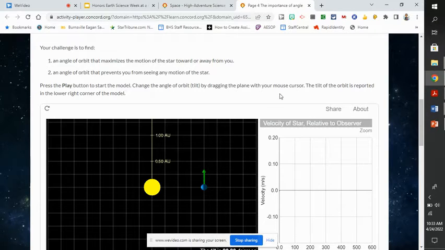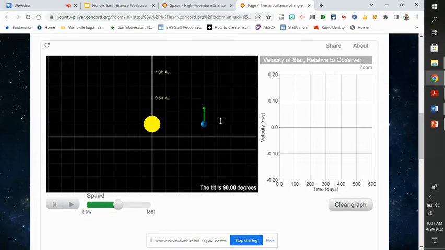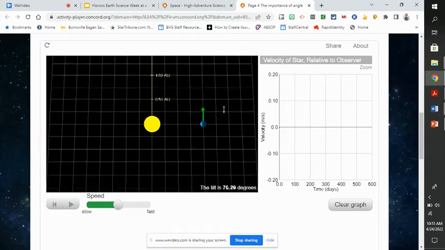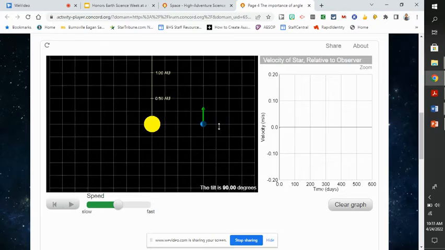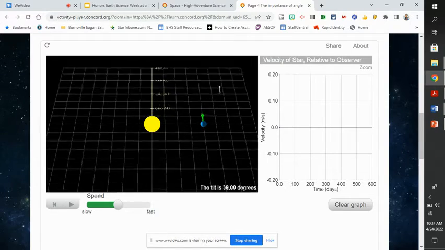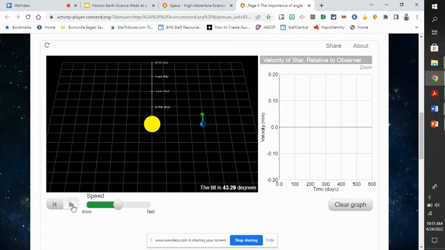To do that, as I scroll up here, I'm just going to double click on my touchpad. Click on the button, and I can change the angle by dragging. And that's the angle of view. Hopefully you can see that okay. If I go ahead and press play, you can see on the graph on the right that this is measuring the velocity of the star relative to us.